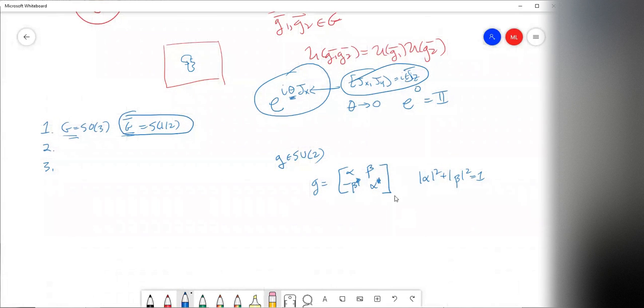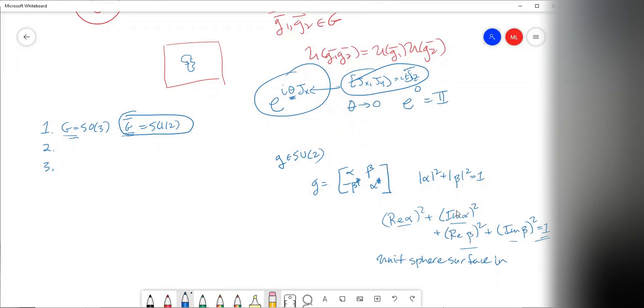If all of your group elements look like this, then these are complex numbers. And if we write out the real and imaginary parts, this becomes the real part of alpha squared, plus the imaginary part of alpha squared, plus the real part of beta squared, and so on, equal to 1. These are all just numbers ranging from minus infinity to infinity. Under this constraint, this describes the surface of a sphere in 4 dimensions, a unit sphere. Or if you want, it's called S3.